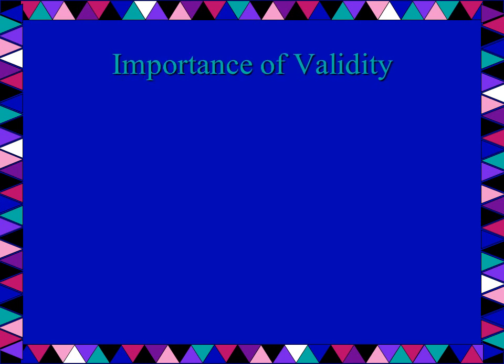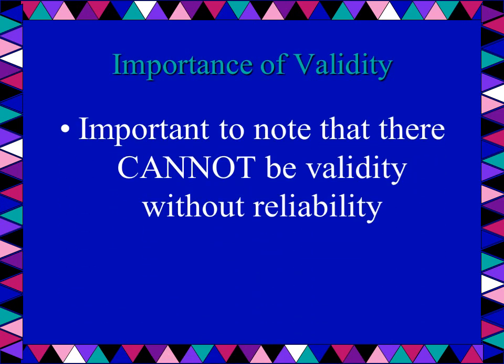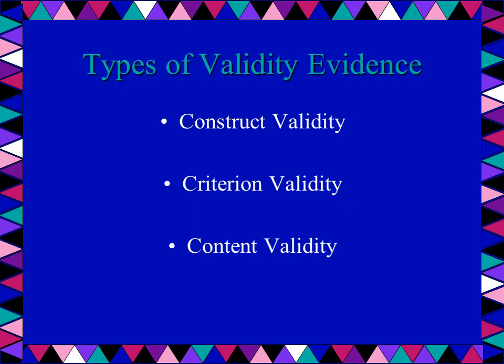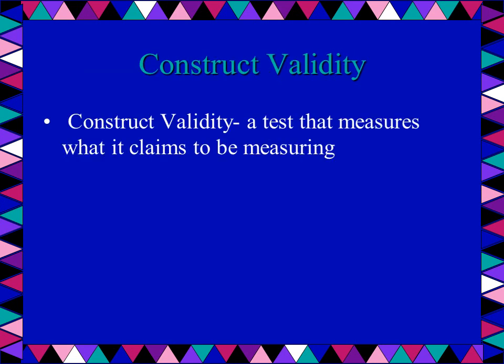In order for your measurement to provide validity, it first must be reliable. So it is important to note that there cannot be validity without reliability. You need reliability first in order for your measurement to be valid. There are multiple types of measures of validity that can be used as evidence to prove that your measurement is valid. You have construct validity, criterion validity, and content validity. I will briefly discuss and provide an example for each.